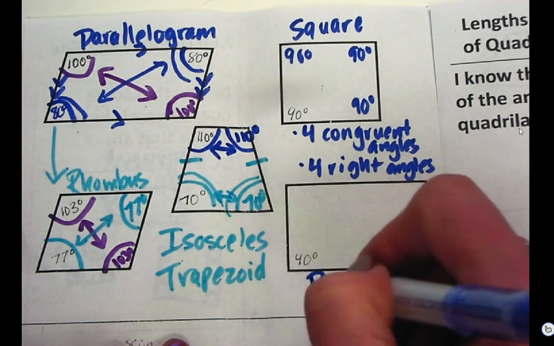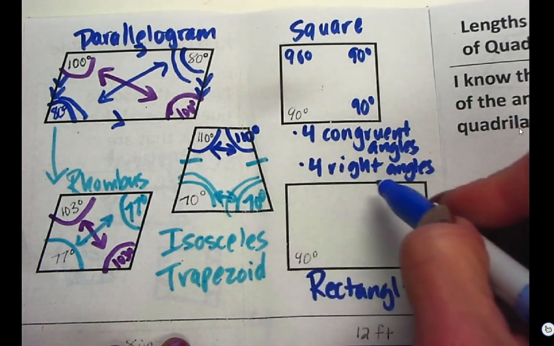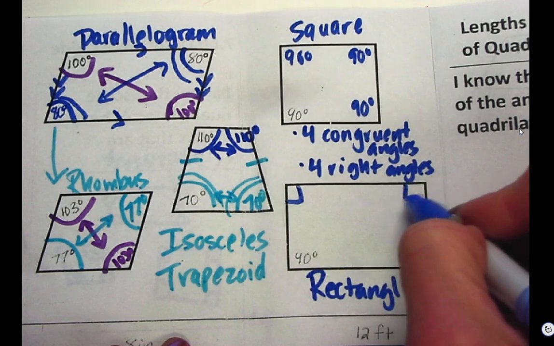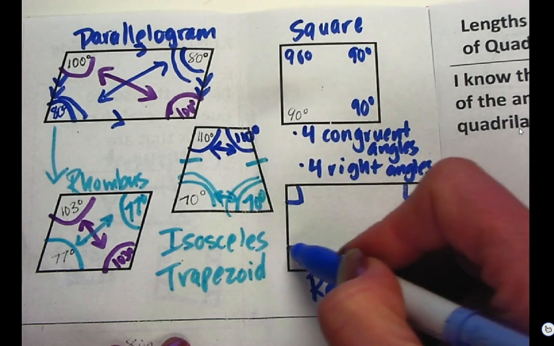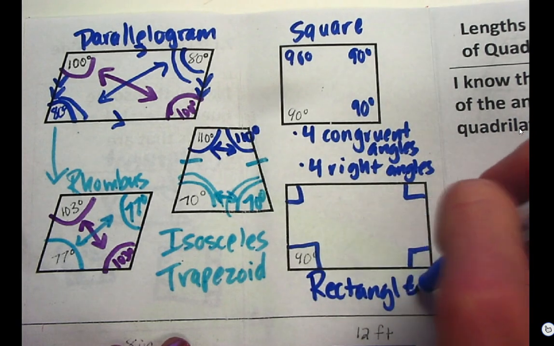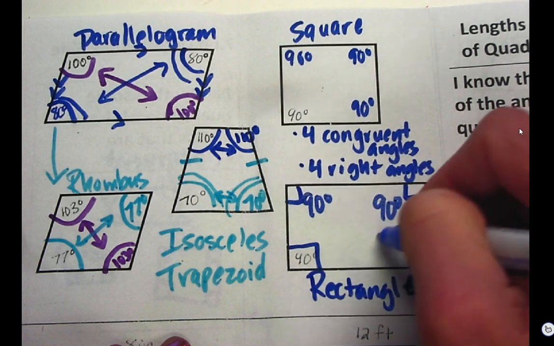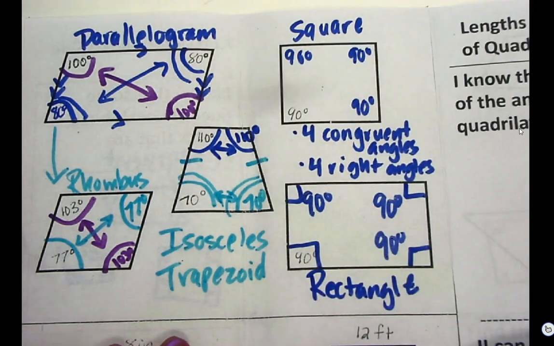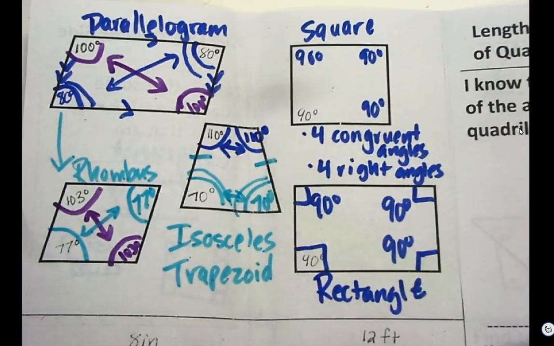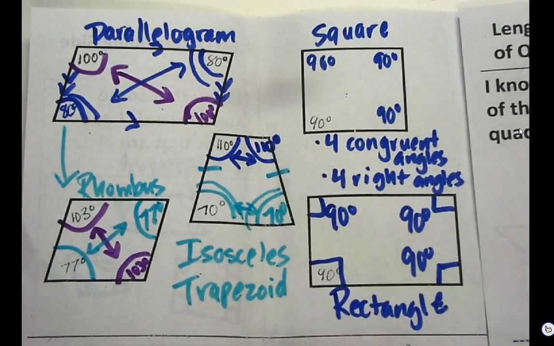And then the last one, what shape is this? Rectangle. I know a rectangle, just like a square, has four congruent angles and four 90-degree angles. So if this is 90, what do I know is true about the other angles? 90. So that's how you find missing angle measurements when you just look at the angle properties and you're given two of the angle measurements.